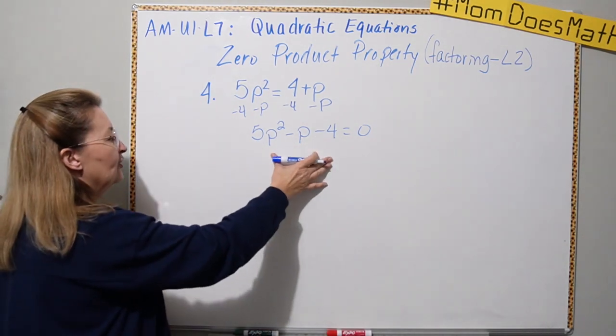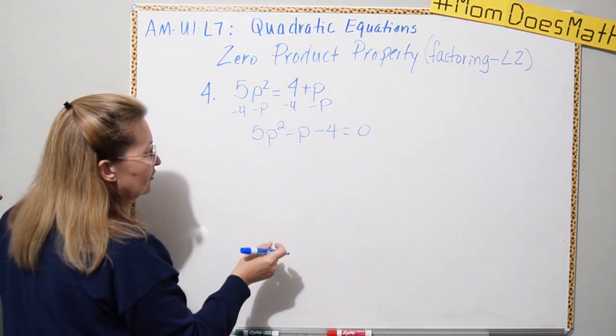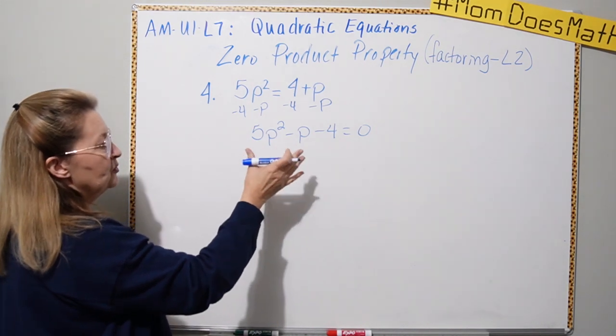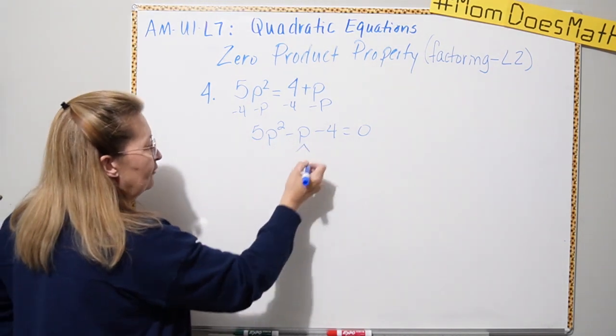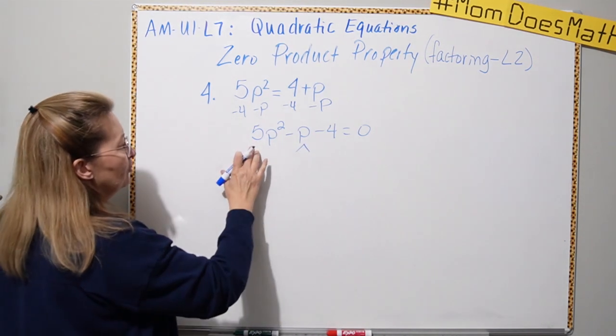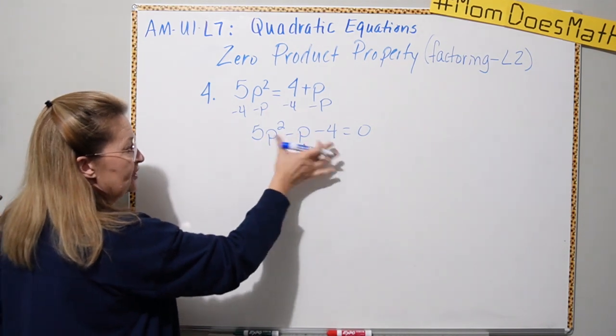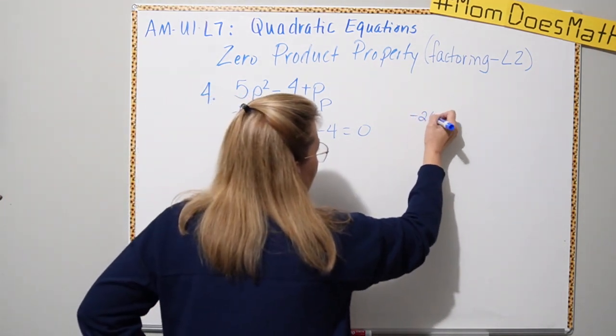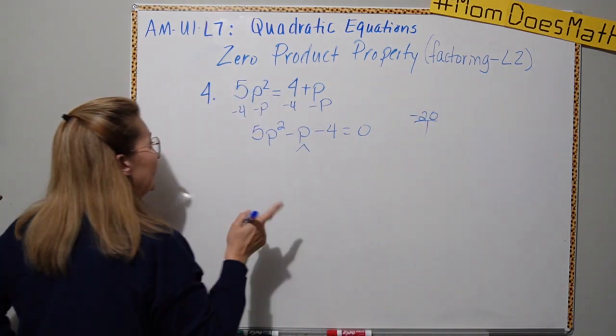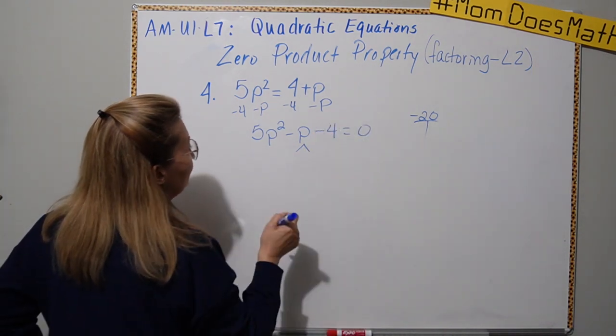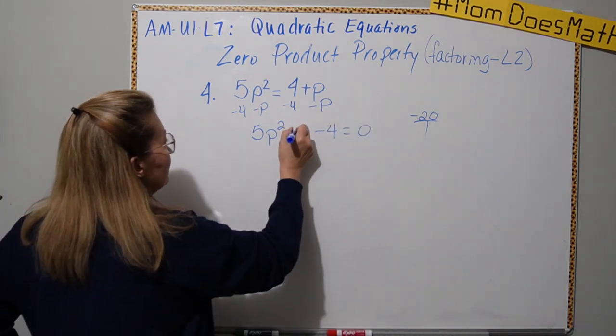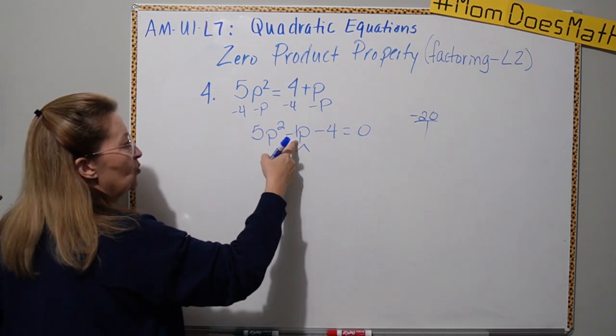Now I'm ready to factor. There is no greatest common factor, so I'm going to have to factor this with the AC method. If you remember the AC method, you multiply a times c, which is 5 times negative 4. It's going to be negative 20. I need a pair of numbers that will multiply to give me negative 20, but add up to give me the coefficient here, which is negative 1.